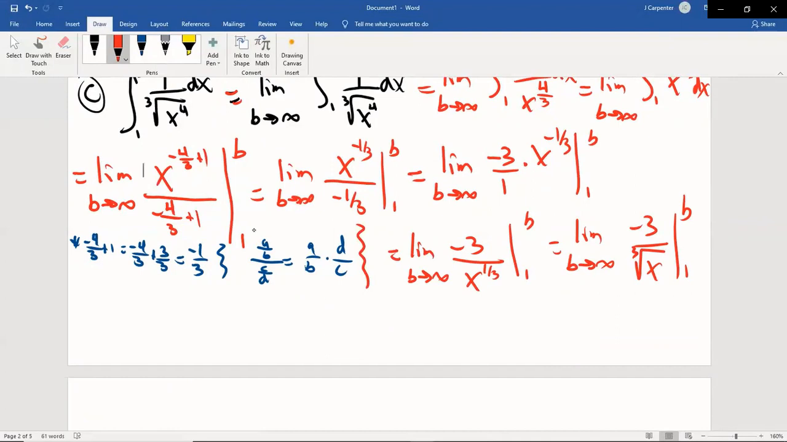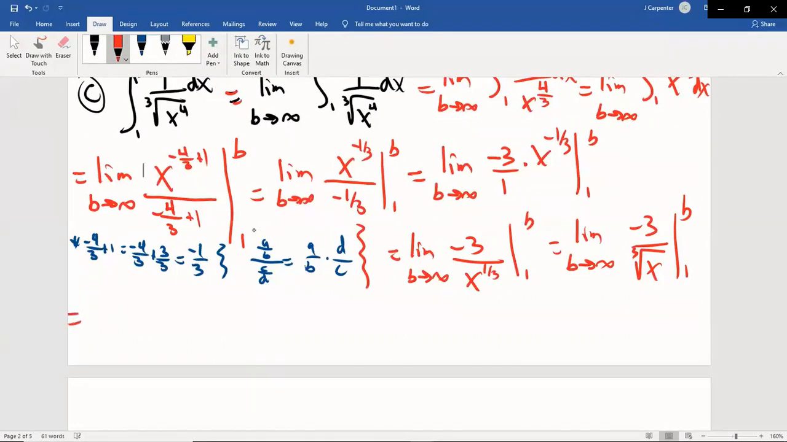I'll give you a few seconds to catch up. Okay. See, the denominator was a 3, that's why the index is a 3. The power was a 1, that's why this power is a 1, but we don't write powers of 1.